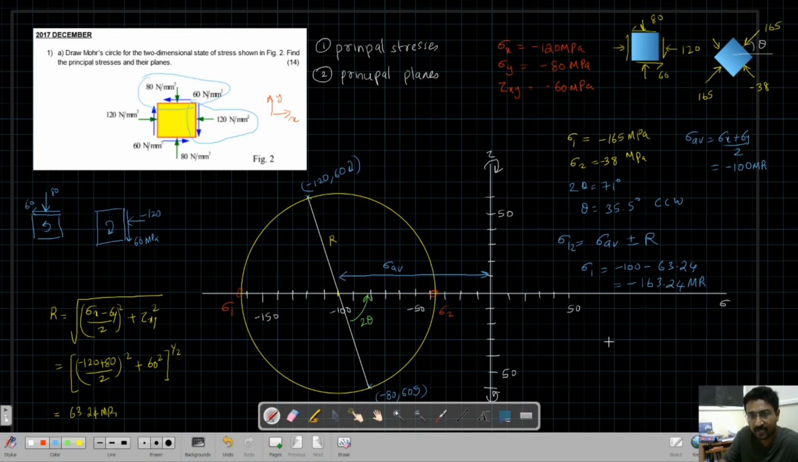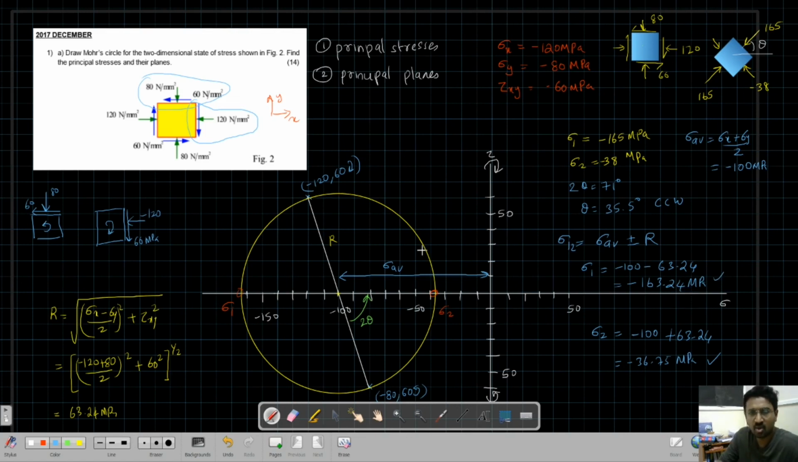This is more accurate. The accuracy issue is because of the circle. We have drawn the circle in approximate graph paper. If we draw it in actual graph paper with actual scales, with actual divisions, we can measure this. So sigma 2 is minus 100 plus 63.24. That comes out to be minus 36.75. So this is correct. Correct means approximately both are matching.